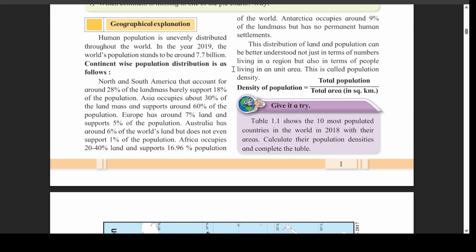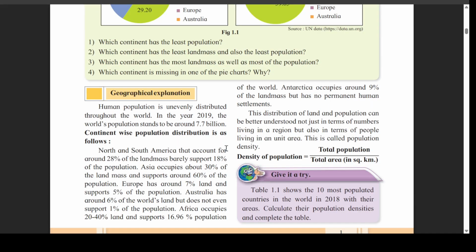Continent-wise population distribution is as follows. North and South America, which account for around 28% of the landmass, barely support 18% of the population. Asia occupies about 30% of the landmass and supports 60% of the population. Europe has around 7% land and supports 5% of the population. Australia has around 6% of the world's land but does not even support 1% of the population. Africa occupies 20 to 40% land but supports 16.96% population of the world. Antarctica occupies around 9% of the landmass but has no permanent human settlement.